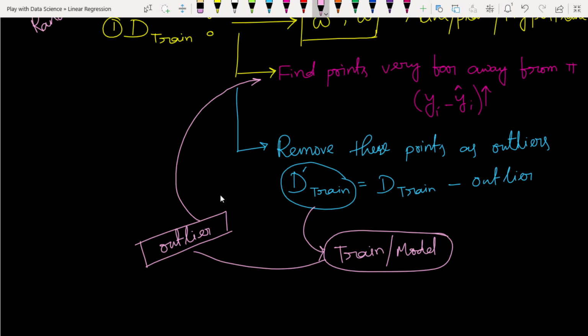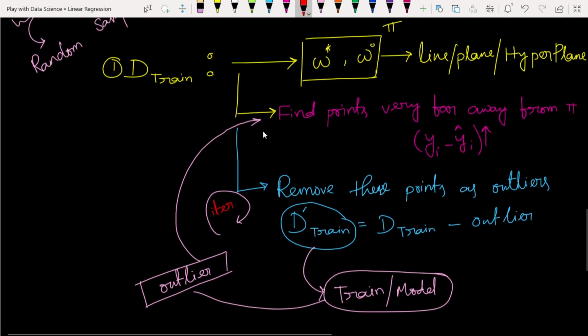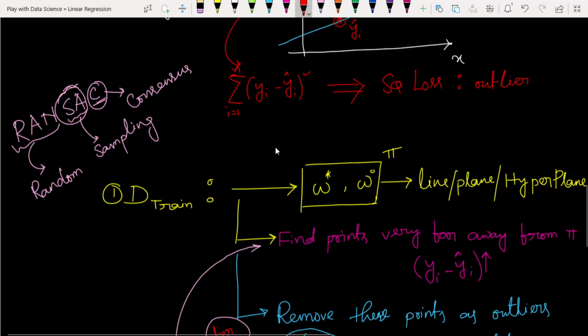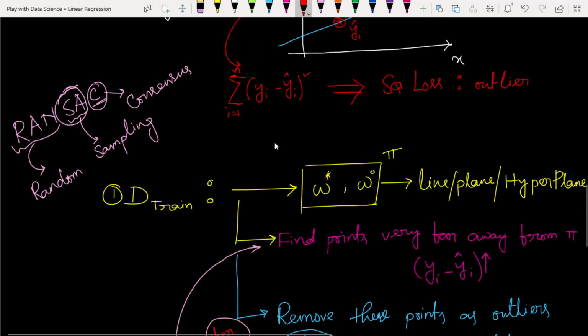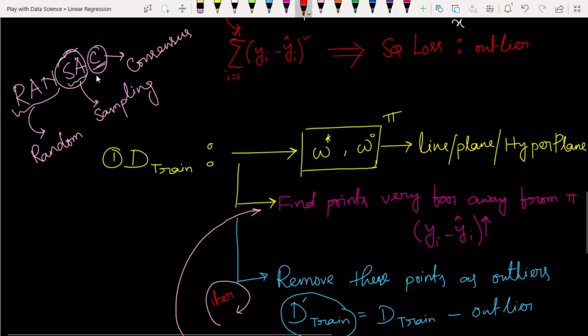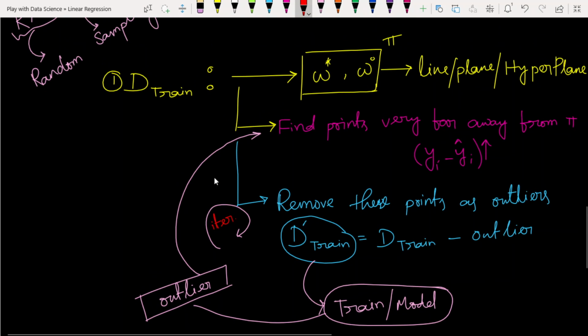Here we are repeating this technique, so it is called an iterative technique. To handle outliers in linear regression, because here we cannot use some squashing technique or something else, we use this RANSAC technique, this iterative technique.